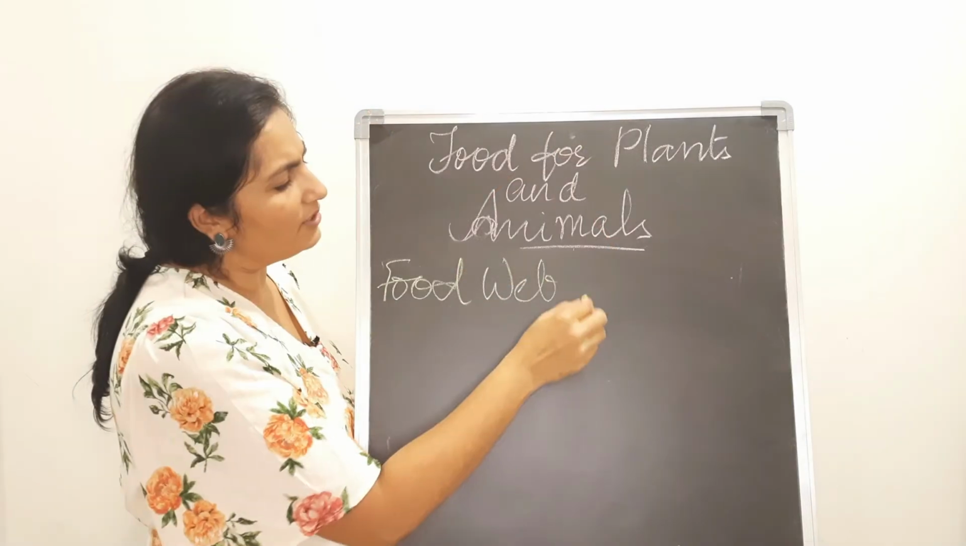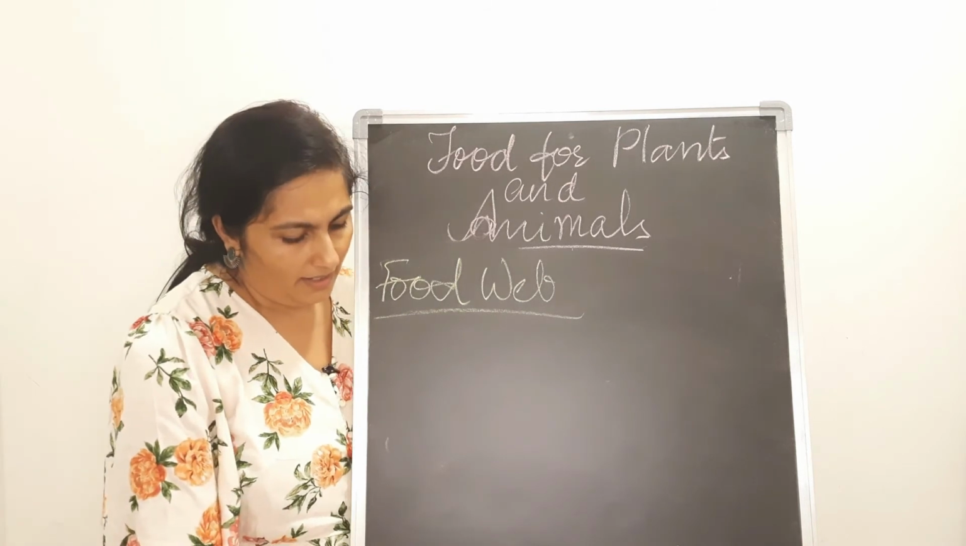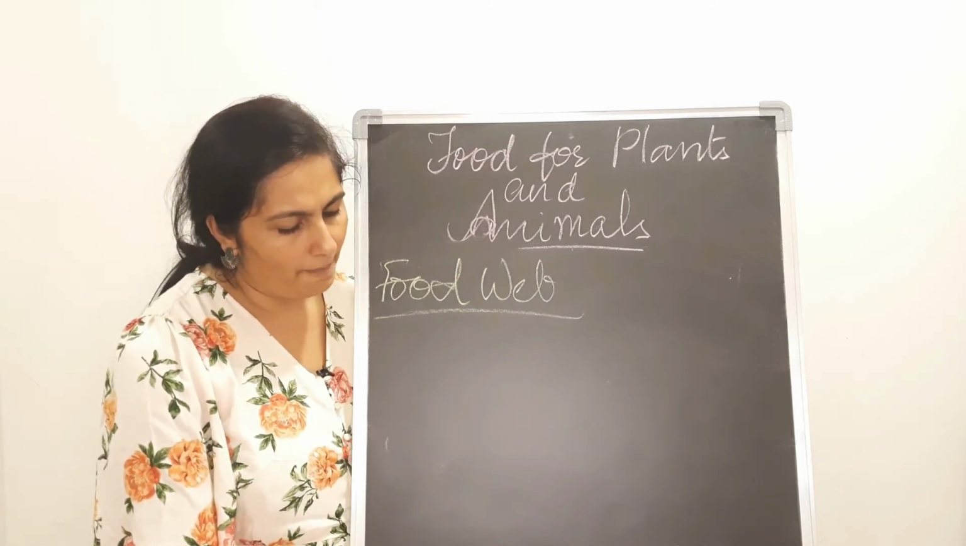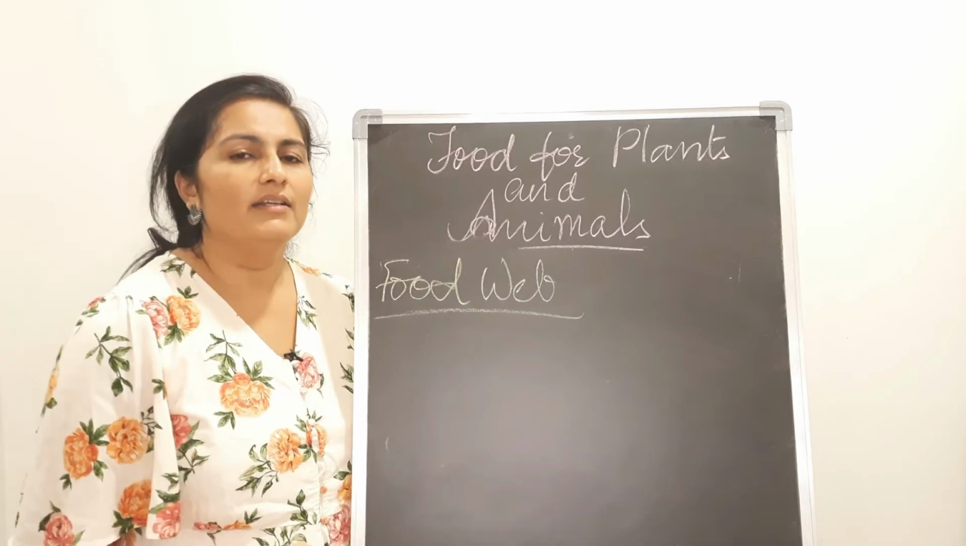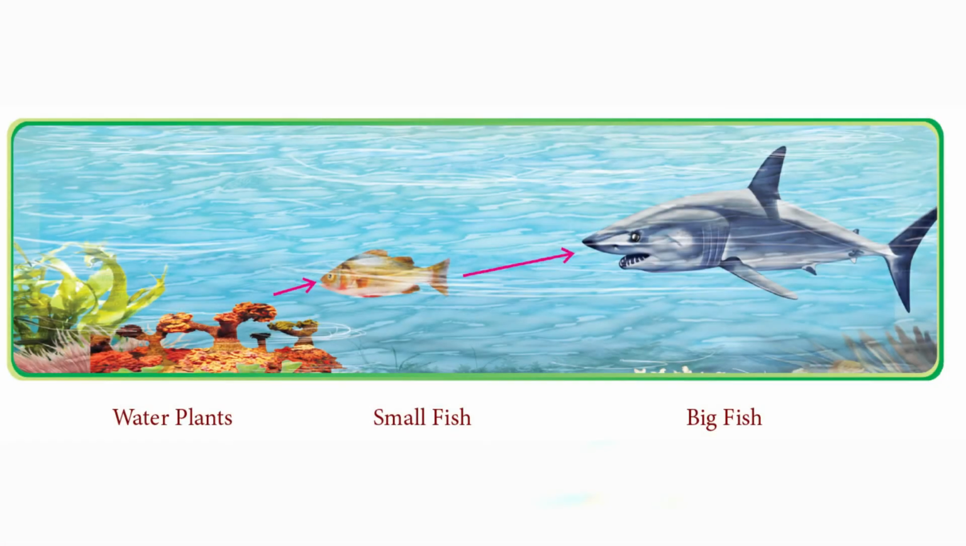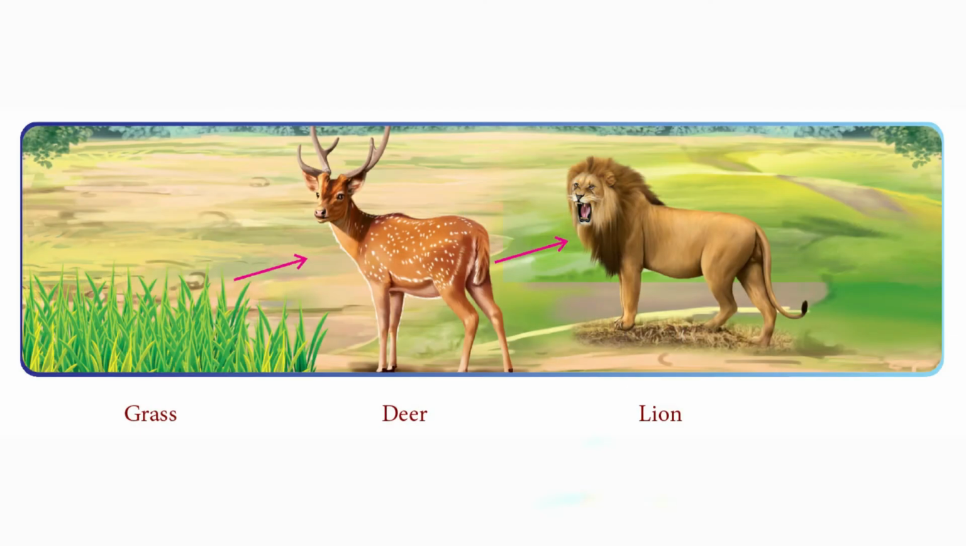Okay, before going to the food web, please take a look at your textbook. Look at page number 132. You can observe the various food chains that are given. There is aquatic plant which is eaten by a small fish. The fish is eaten by a large fish. Then there is grass eaten by a grasshopper, which is eaten by a frog, then by a snake, and then by the eagle. And then in the third food chain, there is grass and then the deer and lion.